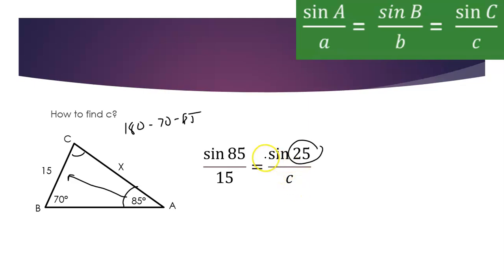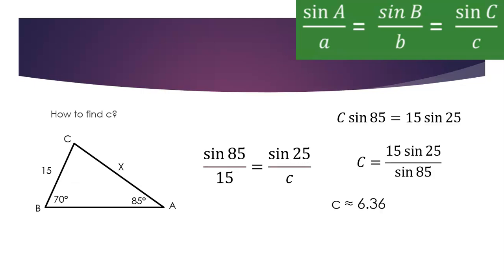All right, so now I'm going to do the same exact thing. I'm going to cross multiply. I'm going to solve for C. See how well you do now. Pause the video. There it is right there. All I did was cross multiply. It's 15 times sine of 25 equals sine of 85 times C. I divide both sides by that, and I end up with this. Hopefully you got that and had no problem at all.